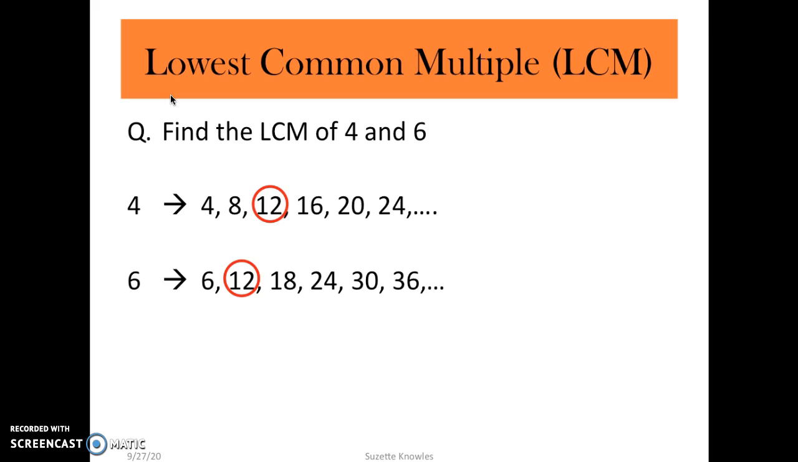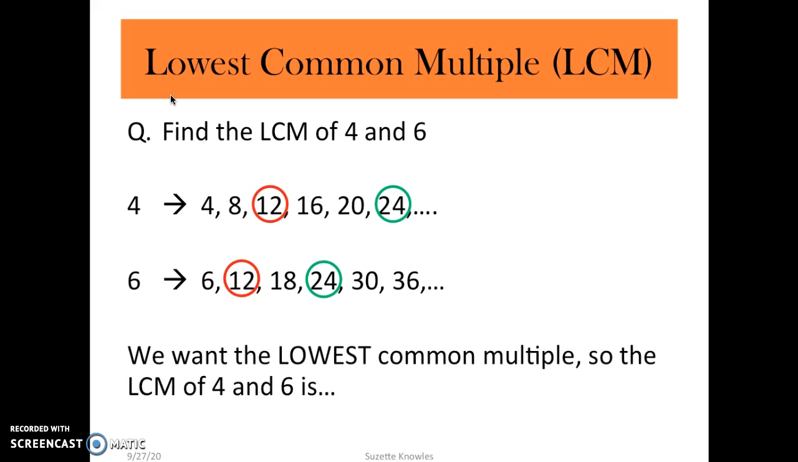Remember, not all times will this be the best method. Maybe we want to use the tree. Maybe we want to use the ladder. Fine. We also have another multiple, but remember, 24 is a multiple of those two, but it is not the lowest. And we want the lowest. Notice lowest is uplifted, not to shout at you, but to place emphasis.